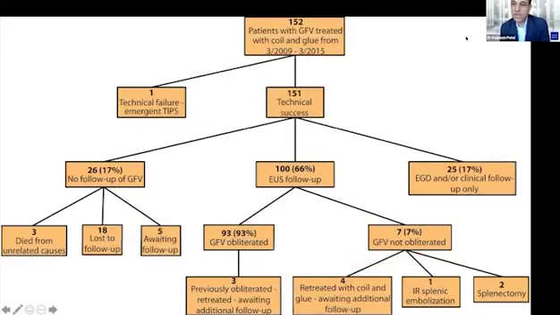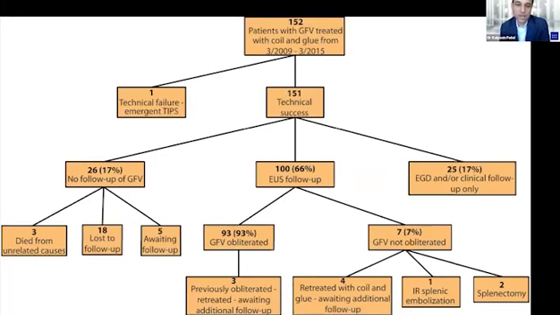So in their series, which was about 150 patients over 6 years, it was technically successful in almost all patients. They had follow-up in about 2/3 of these patients, and what they saw was a very high rate of obliteration of these varices, over 90%. A small percentage required either retreatment with the same technique or an alternative method.